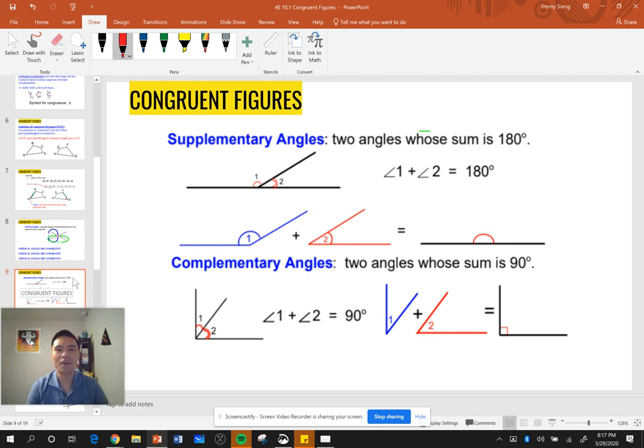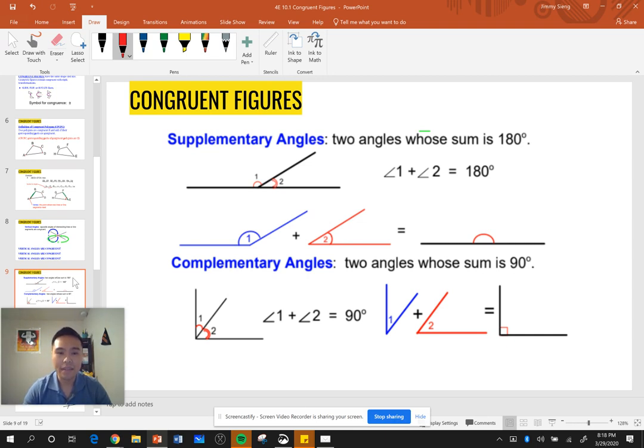Next two things I want you to understand are supplementary and complementary angles. Supplementary angles are when you have a horizontal line and another line going through it. The sum of the two angles created by that line should be 180 degrees. Look at angle 1 and angle 2. If I add those together, that creates 180 degrees. Remember, 180 degrees is half a circle, or a horizontal line.